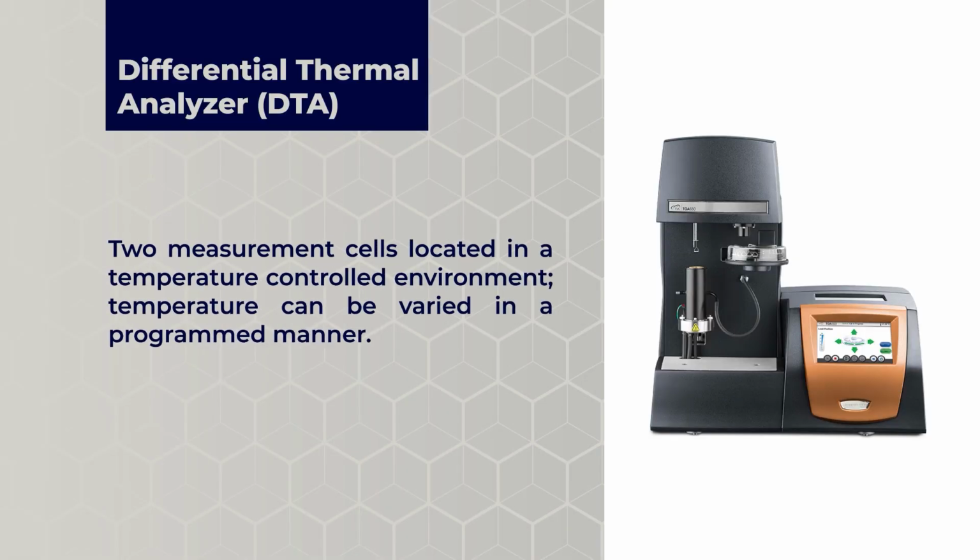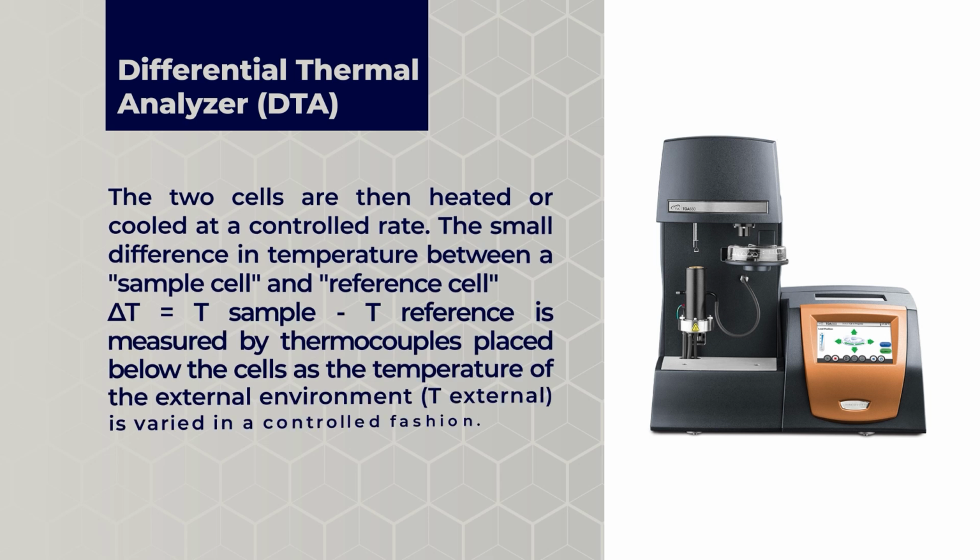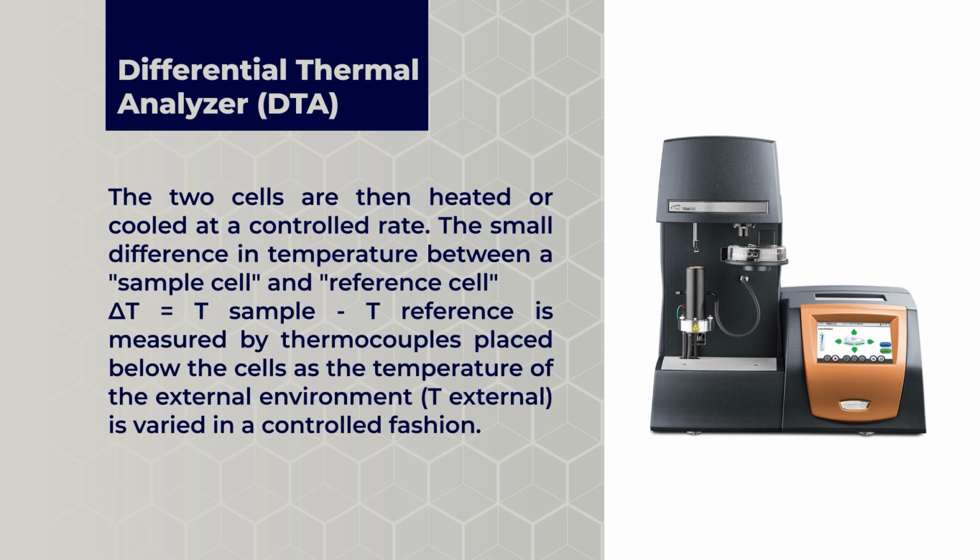How is it done? We have two cells. In one cell, we take the sample. In the other cell, we take the reference material, for example, alumina. In both the cells, there is a thermocouple. Both the cells are heated at a control rate, and the small difference in temperature between the sample cell and the reference cell is delta T. And that is what is recorded.